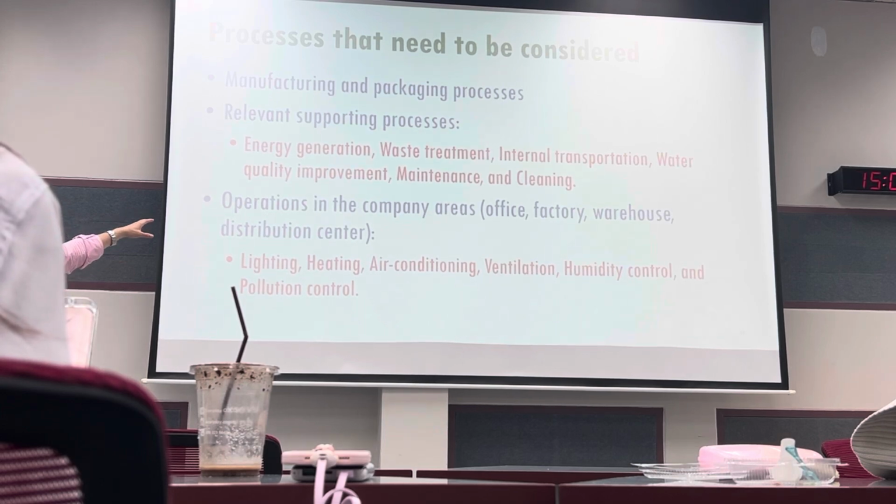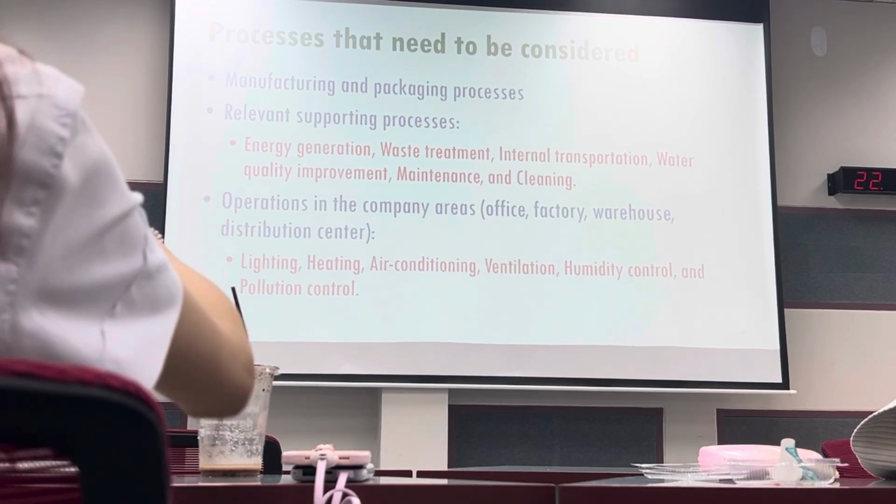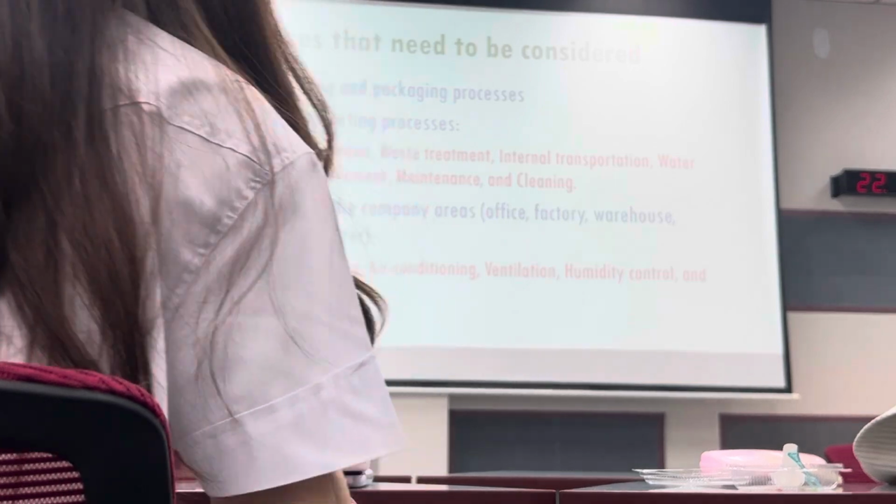And then operations in the company areas, not just the office, not just the factory, but include the warehouse and distribution center as well. It includes all the lighting, heating, air conditioning, ventilation, humidity control, and pollution control. So all the activities in all the buildings need to be accounted for. This will be repeated in CFO, the organization.